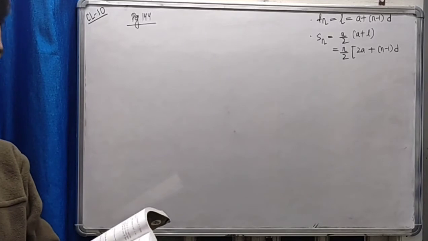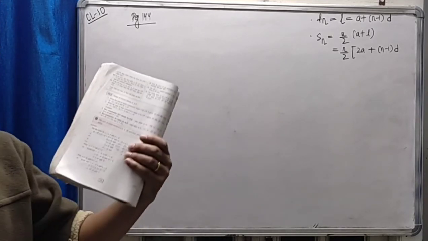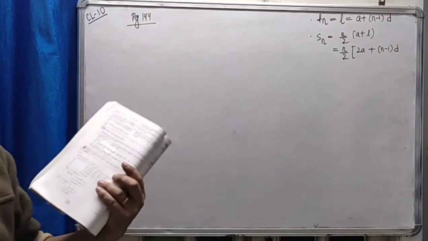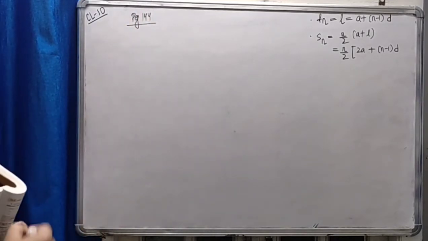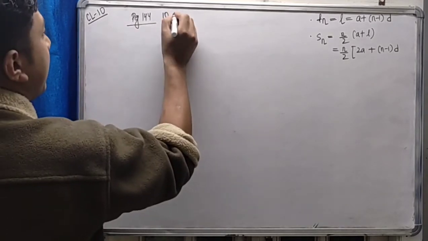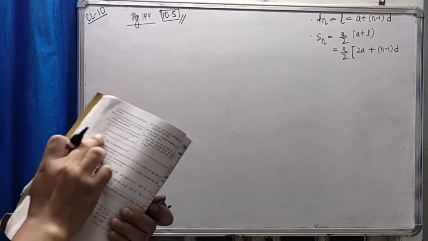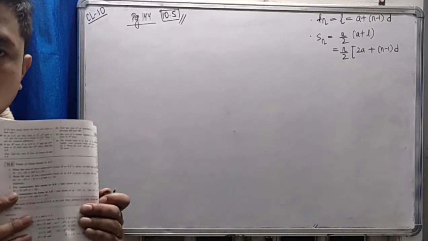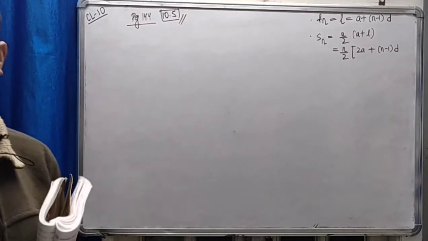Now in the last exercise, what we have to learn is the formulas for 3 or more terms in AP. So I want you all to go to page number 144, and there is a section 10.5. Please copy all the formulas from number 1 to number 4 and also learn them by heart. Okay, so when are we going to use these formulas?